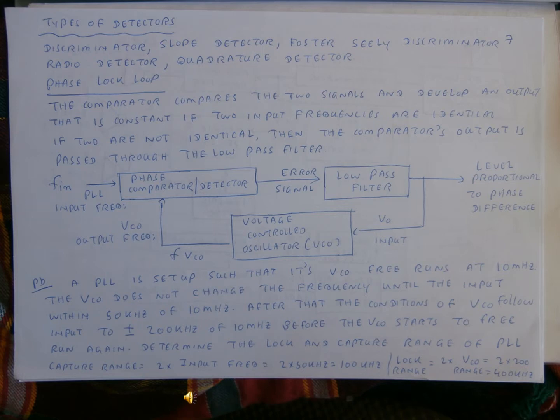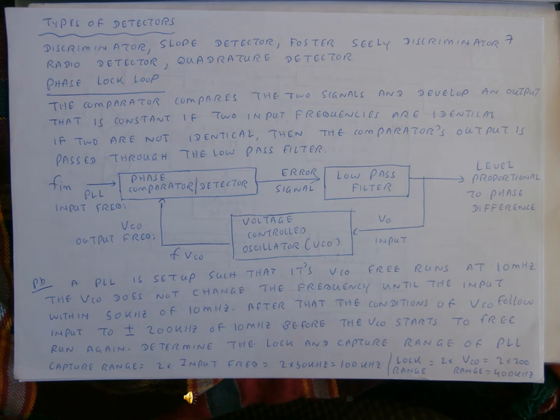Then we also utilize the phase-locked loop. The phase-locked loop means that the comparator compares two signals and produces an output. So the two input signals are compared, and depending on the difference, the error, the output will be produced. So the output is constant if the two frequencies are identical, that is, if the two inputs are the same.